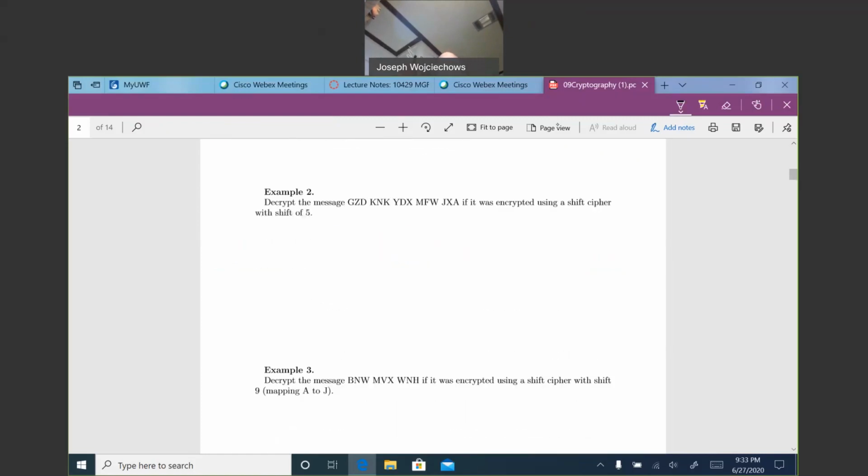So now we're going to decrypt this message, if it's encrypted using a shift cipher with shift 5. So again, the same method here. Maybe I can get the alphabet right this time.